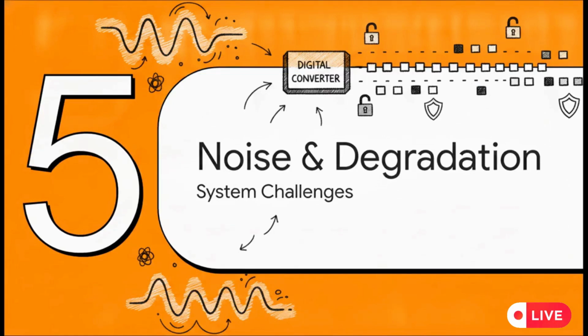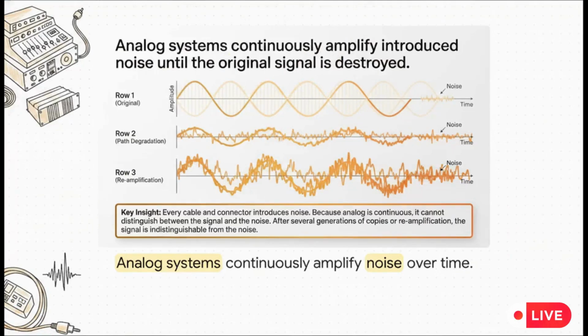Section 5. System noise and degradation. This brings us to arguably the most important concept in this entire explainer, the ultimate reason the modern AV industry relies so heavily on digital formats in the physical world. In the physical world, every single cable, connector, and amplifier introduces a small amount of electronic noise to a signal. It's just unavoidable. Because analog signals are continuous flowing waves, the receiving equipment mathematically cannot distinguish between the pure original signal and the newly added noise.